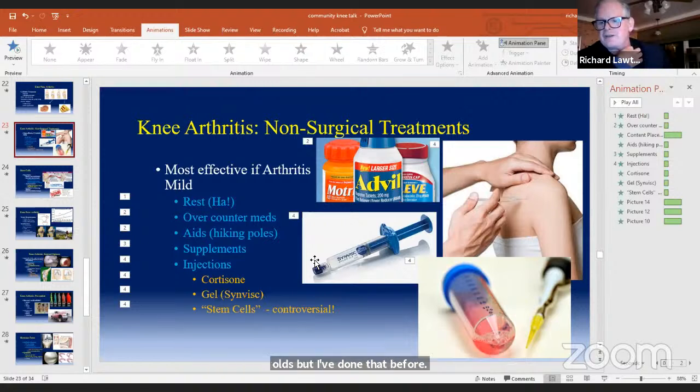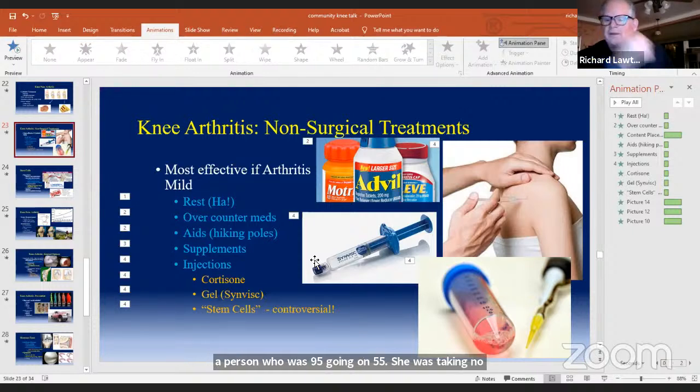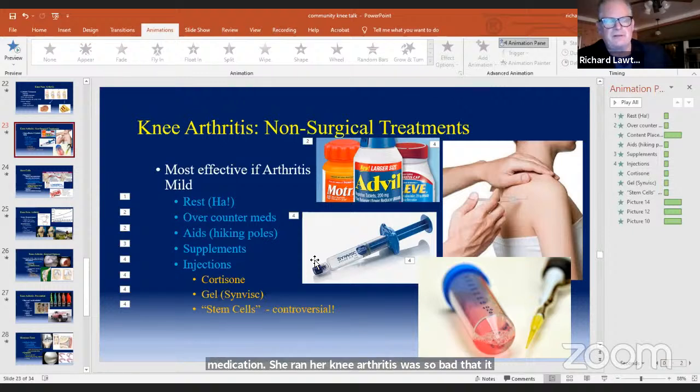I was criticized by some people, but this was a person who was 95 going on 55. She was taking no medication. And her knee arthritis was so bad that it limited her ability to live independently. She was falling at home because her knee arthritis was so bad. So in many ways, it was a life-preserving surgery for her, and in my mind, worth the risk.